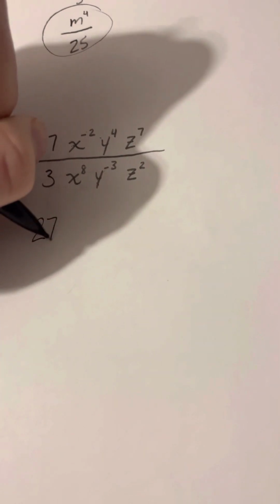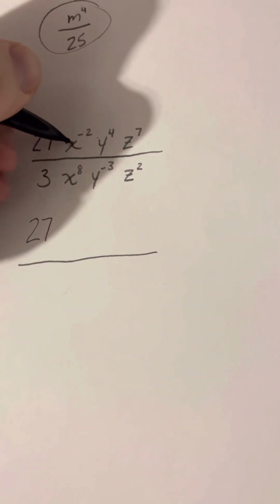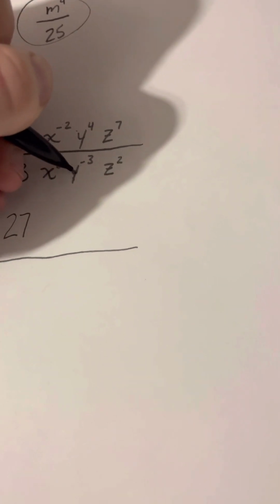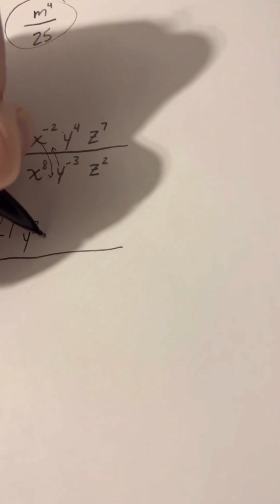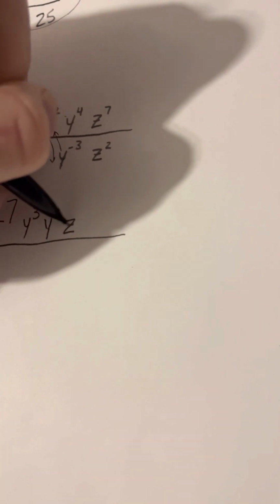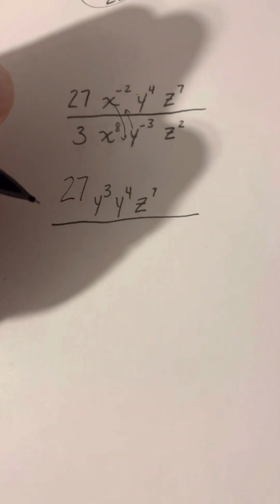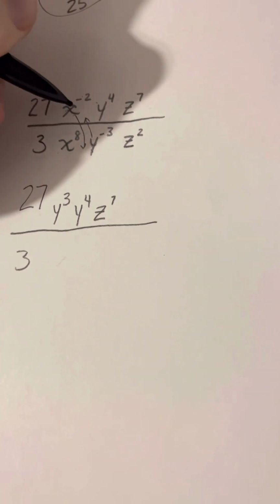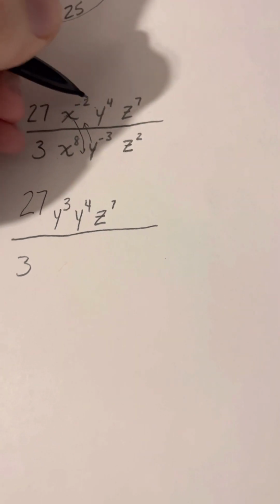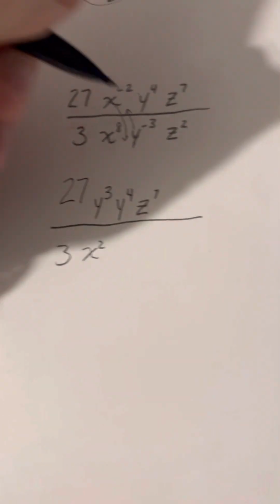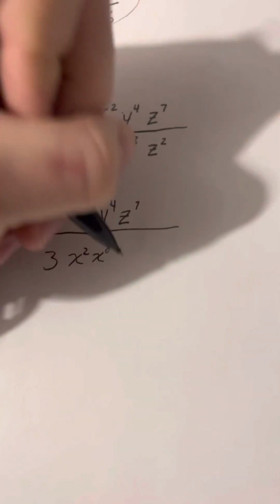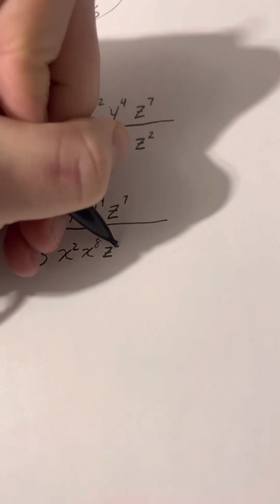So we'll leave 27 on top. This moves. This comes up here. Okay, so I'm going to move this up here and this down here. So this y to the negative third, when it moves to the top, becomes y to the positive third. Then we bring over y to the fourth and z to the seventh. Okay, and then on the bottom, we can move the x to the negative 2 down and make it x to the positive 2. And then we still have x to the eighth and z to the second.